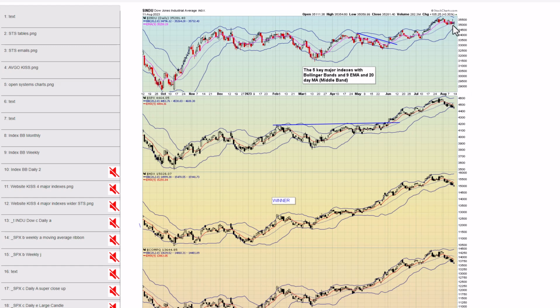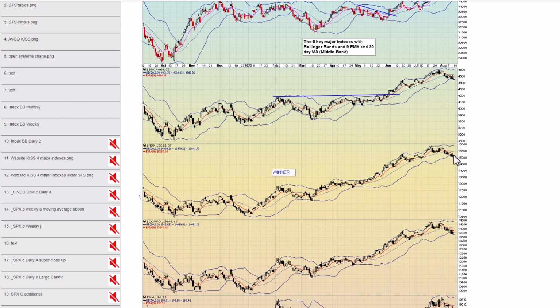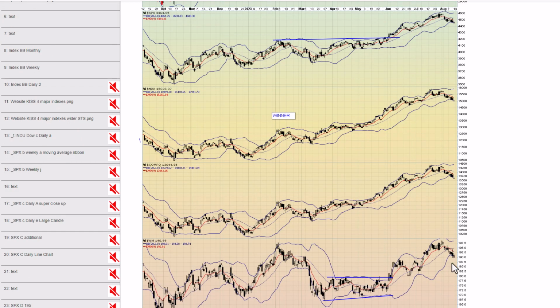Next. Chart number 10, here's a daily view of the same indexes with the Bollinger Bands. So on the Dow here, it's been holding up well. You can see the Bollinger Bands are starting to pinch, so a bigger move is coming. The other indexes, they've been working down over the last couple weeks. They're basically at the lower Bollinger Bands, as you can see.